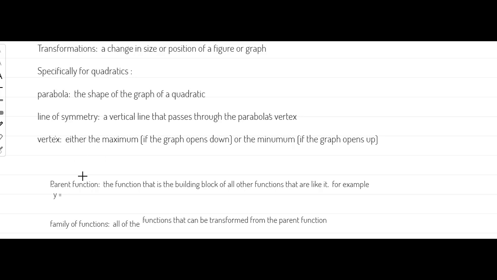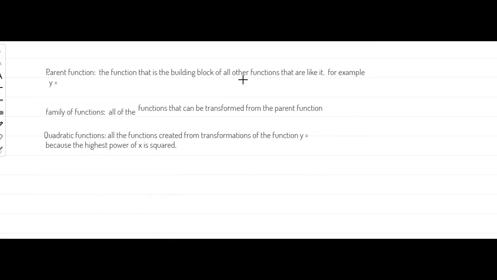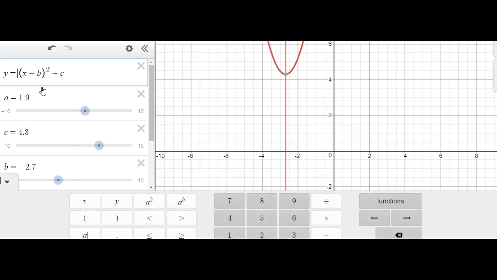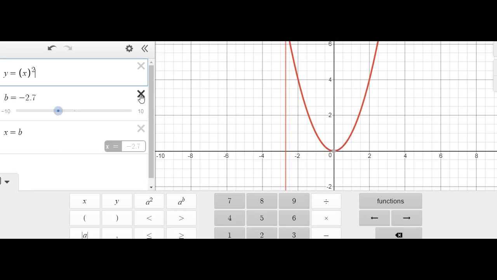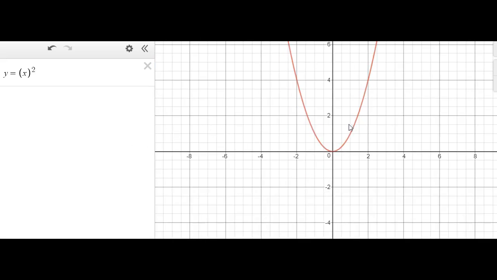Then let's go down here to parent function. A parent function is the function that is the building block of all other functions that are like it. For example, y equals x squared is the parent function. If we go back to this graph and get rid of the a, the b and the c, this is the parent function right here. If we don't have them anymore, that is our graph.